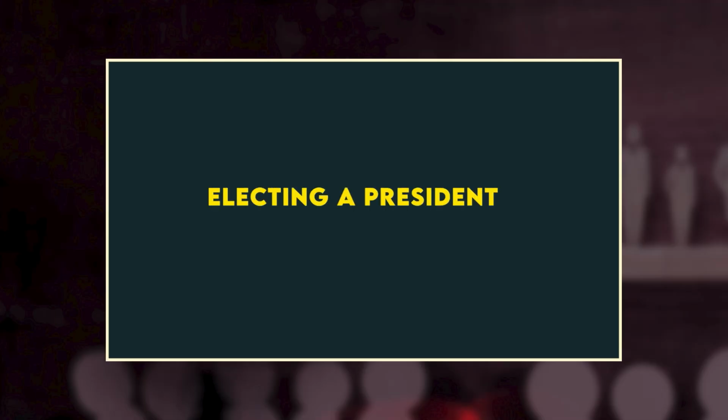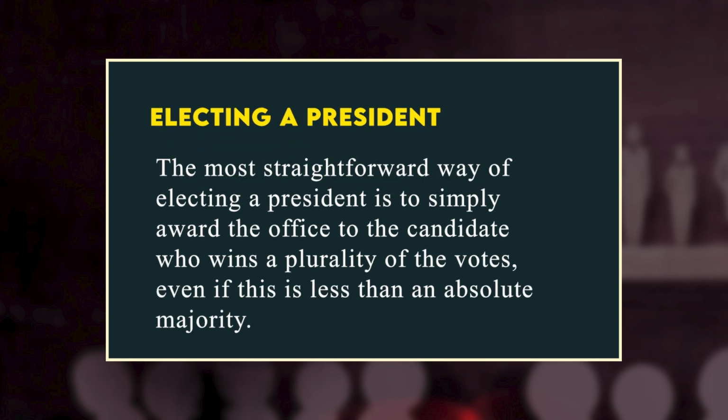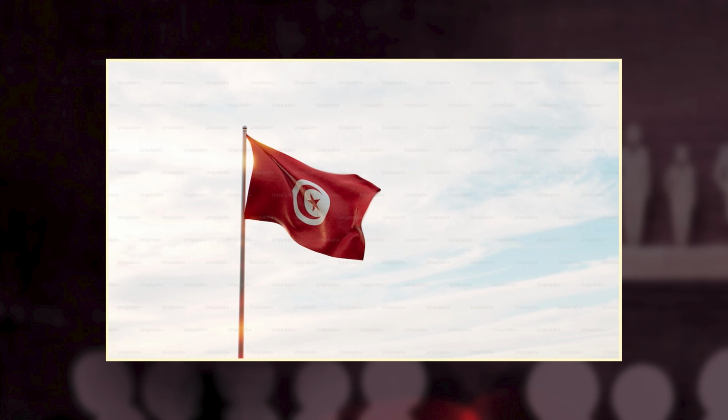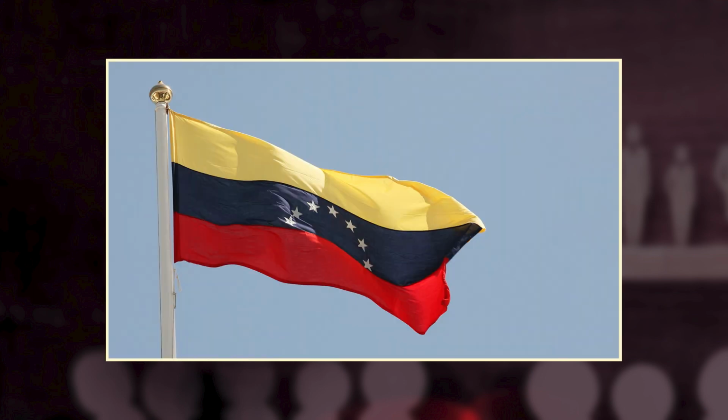Electing a president through the first past the post system. The most straightforward way of electing a president is to simply award the office to the candidate who wins a plurality of the votes, even if this is less than an absolute majority. This is the case for presidential elections in Bosnia, South Korea, Mexico, the Philippines, Rwanda, Singapore, Taiwan, Tunisia, Venezuela, and many others. Such a system is simple and cheap, but in a strongly competitive multi-candidate contest, the president may be elected with so few votes that he or she is not seen as the choice of a substantial majority of the electorate, and indeed may be opposed by a substantial majority.